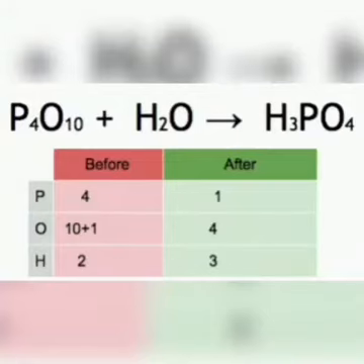And while balancing a chemical equation, it should be kept in mind that number one, the symbol or formula of an element or a compound cannot be changed.